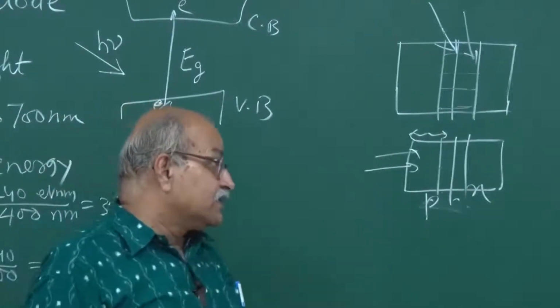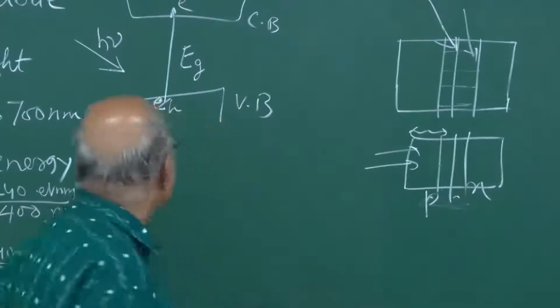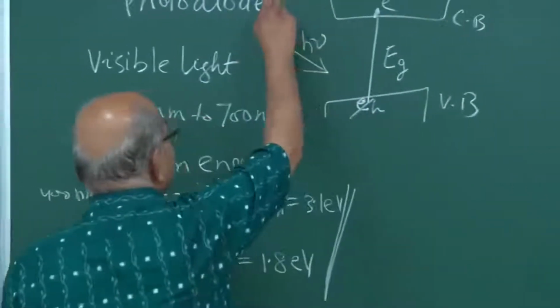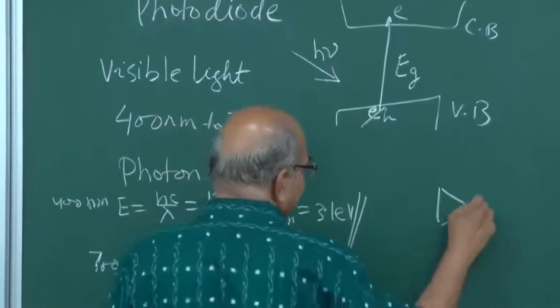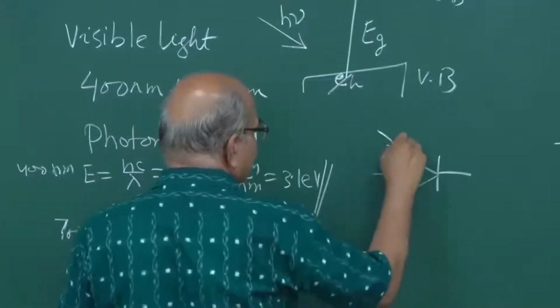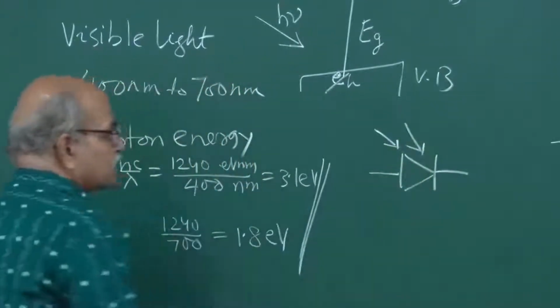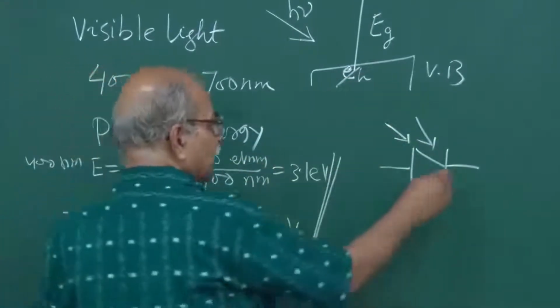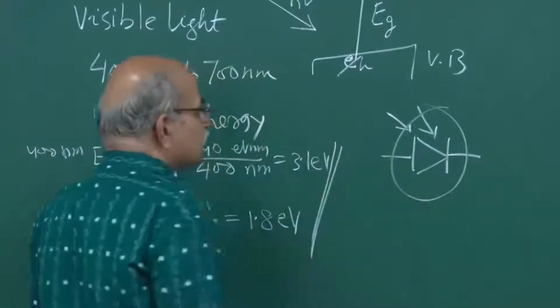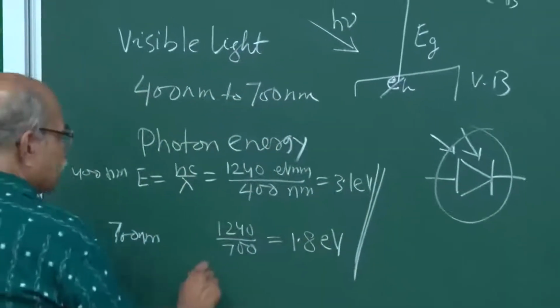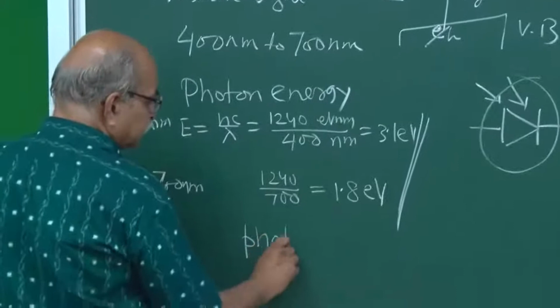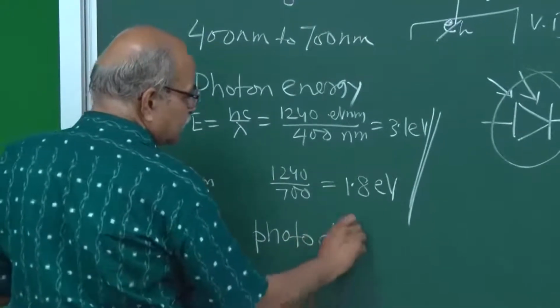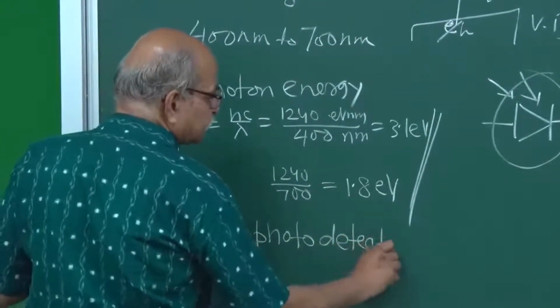And how is it used? Its symbol will be a normal diode and then two arrows. These two arrows represent that light is falling on this, so it is a photodiode. Okay? And this is used as a photodetector.